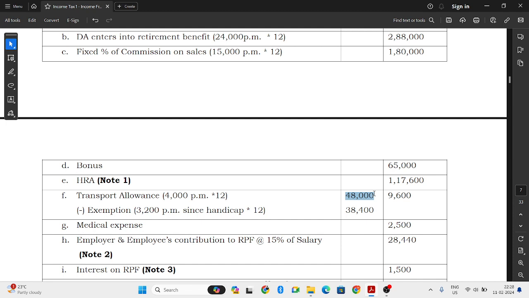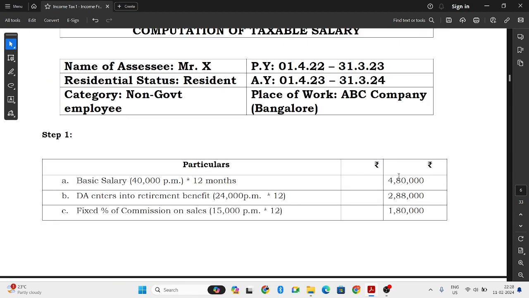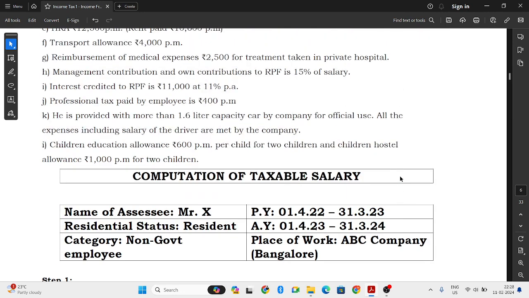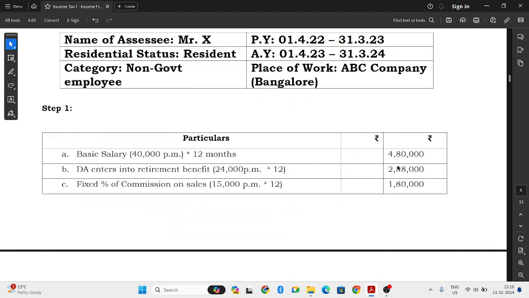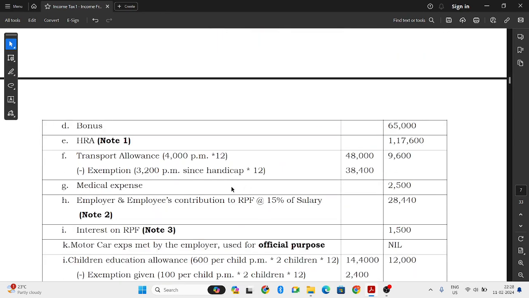So exemption given is 3,200 into 12 months, which is 38,400. So the total difference is 9,600. That will be considered for tax purposes. Next, reimbursement of medical expenses, 2,500, for treatment taken in a private hospital. So 2,500 medical expenses has to be shown here.